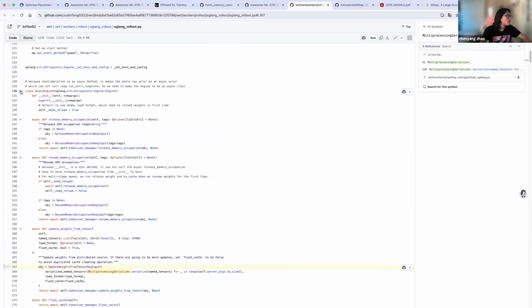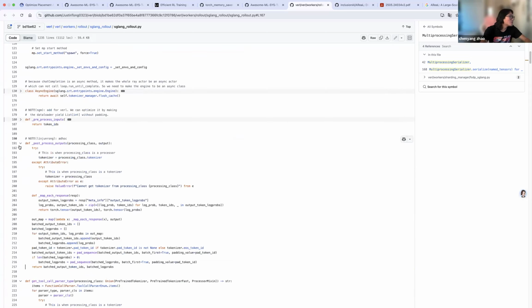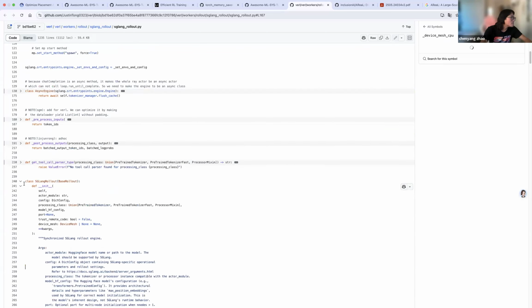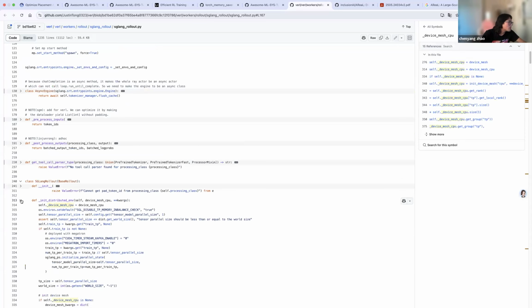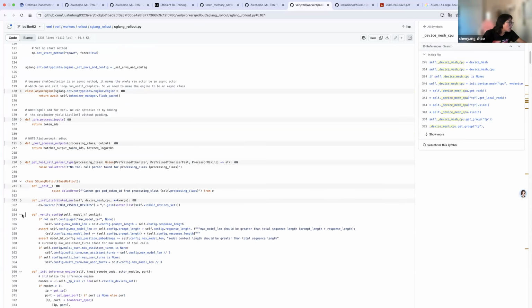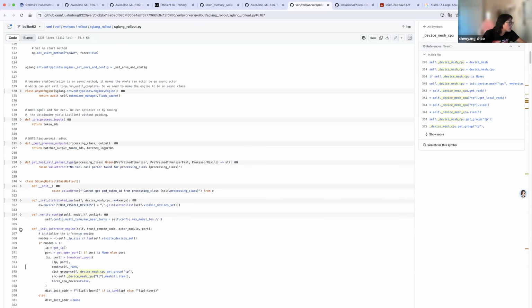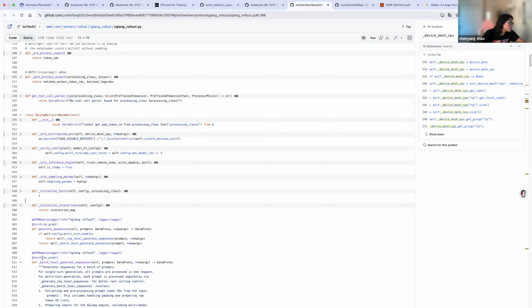For this clear definition, you can go to these two functions. The first one is, for the asynchronous rollouts, a function called request level scheduling. Yeah, this one.